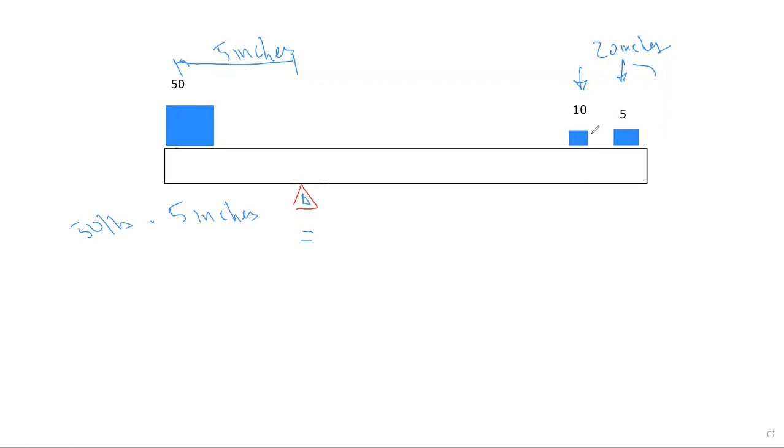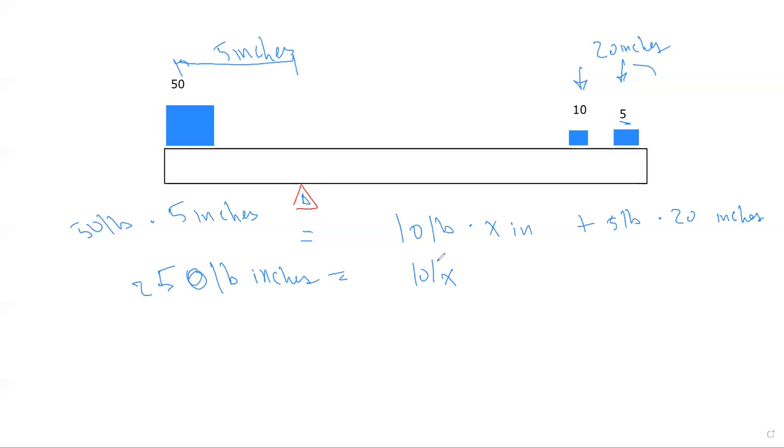That's our fulcrum. And on the right side, we have 10 pounds times some unknown distance, plus this 5-pound object, 5 pounds times 20 inches. And doing some math, let's see, 5 times 5 is 25, so 250 pound inches. I can write like a normal human being. Inches is equal to 10 times some distance plus 100 pound inches.